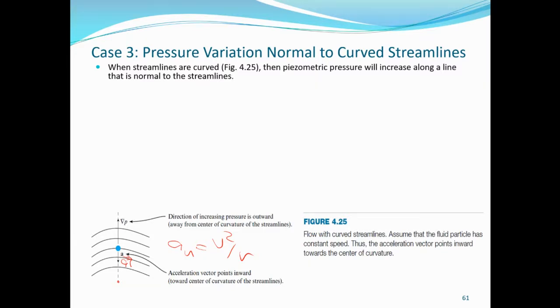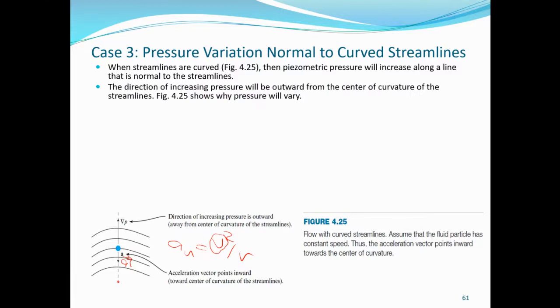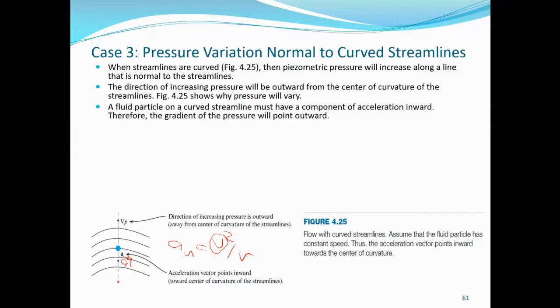And here we assume that the fluid particle has constant speed, because the normal acceleration is when the fluid particle is having a constant speed. And the direction of increasing pressure will be outward from the center of curvature. And this is why the pressure varies. So in this case, when it is along a curved streamline, it is going to vary. It is not going to be constant.